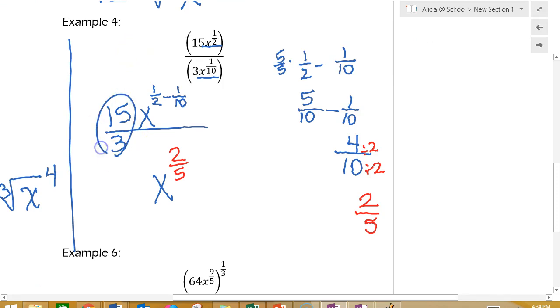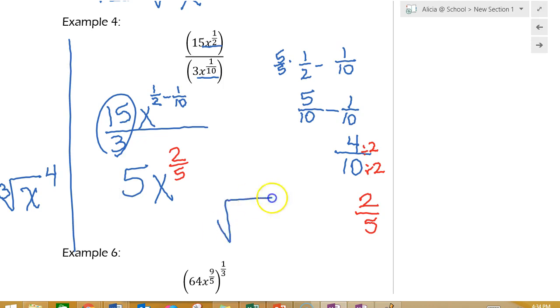To finish this off, I have to divide my coefficients. So 15 divided by 3 is 5. I'm going to rewrite this as a radical. 5 has its own exponent of 1. That is not a fraction, so that's going to stay outside of the radical. My x, however, does have a fractional exponent, so I'm going to write that base inside the radical. My exponent is a 2, and my root number is a 5.